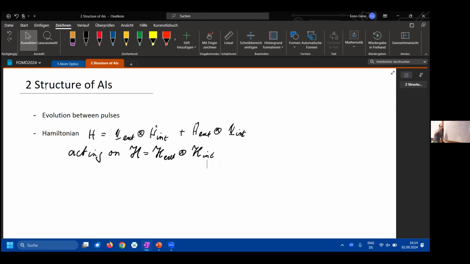And let's go, for example, to position representation. That would be the integral dz |z><z|, using the completeness relation. Just one representation in a particular basis. Why does it separate the external and the internal degrees of freedom clearly? No, I'm just talking. This is between the pulses, so there's no light on. The atom in the excited state will remain in the excited state and move, and that's it. And the ground state will stay in the ground state and be subject to any potential.